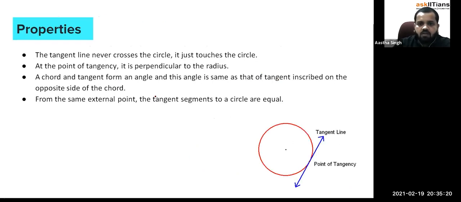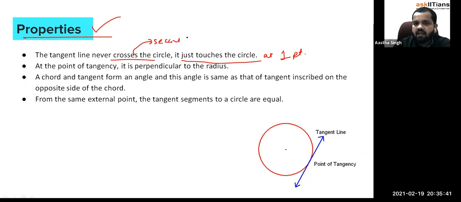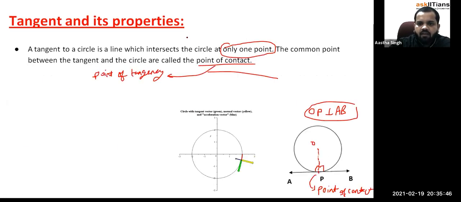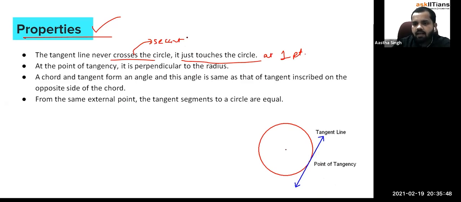Okay, we'll now study the properties of the tangent, very much important for you. The first one says the tangent never crosses the circle, it just touches the circle at one point. What if it crosses the circle? Then it is known as a secant. I have already told you in our previous slide. If it crosses the circle at two points, then it is known as a secant, right?